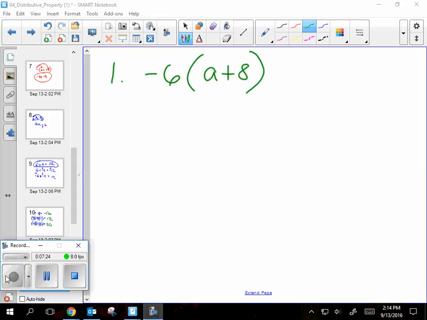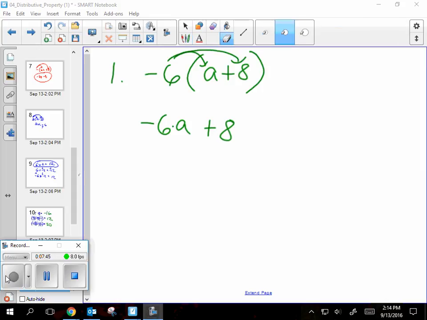I do like these little things. You don't have to do it, but you know what it'll keep you from doing? The classic mistake. Negative 6 times A, and then you just write plus 8. Do you get why that's a classic mistake? It's easy to forget to give a 6 to both of them. So that 8 has to get a 6 too. What is 6 times 8? You got to memorize? 48.